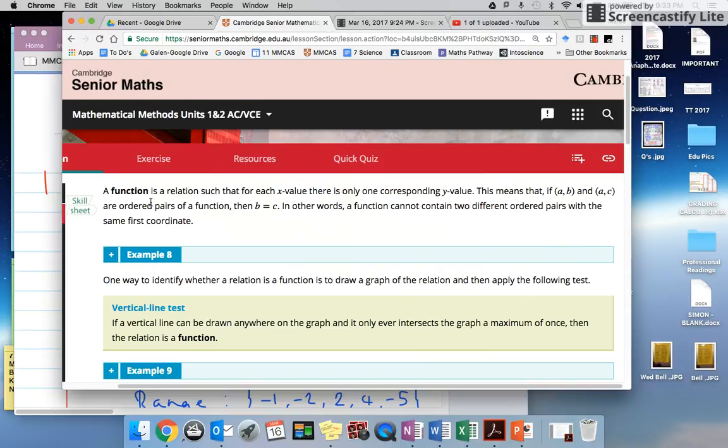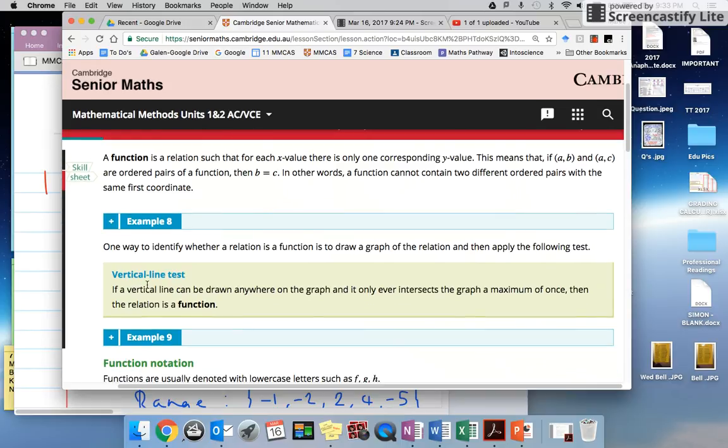We're talking about a function. So it's not really that new, but a function cannot contain two different ordered pairs with the same first coordinate. So we're thinking about first coordinates. Okay, so that's our x value. So it can't contain the same x values. Okay, so it'll become more clear when we see some pictures and some questions.